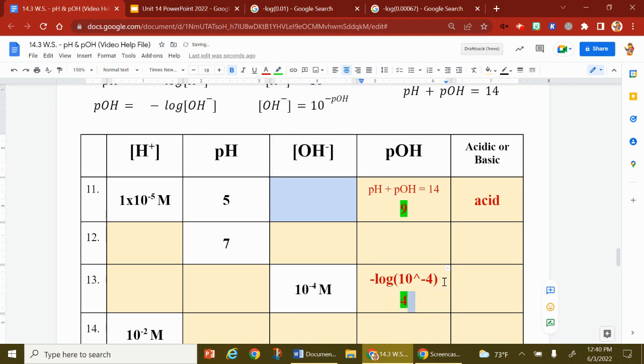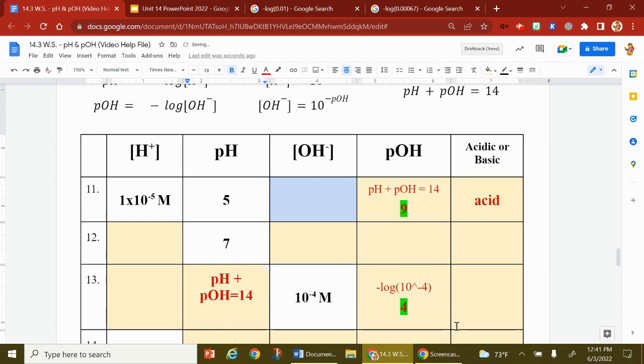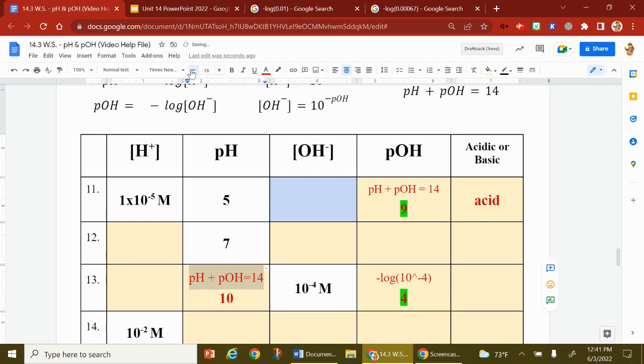And now if the pOH is 4, we can figure out what the pH is, because pH plus pOH equals 14. So 4 plus what is 14? 10. Yeah, that's an easy one. That's like a Dora the Explorer question right there, okay? The pH is 10.